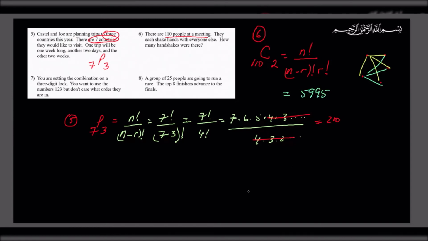5,995 unique handshakes. You can figure out how many handshakes there are in a big Eid celebration or something like that. Okay, let's do number 7.